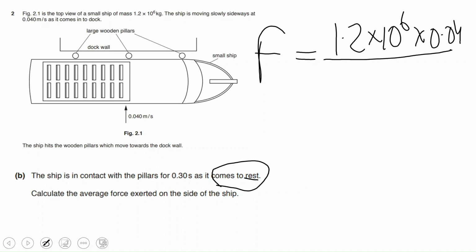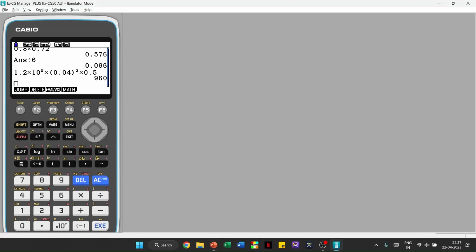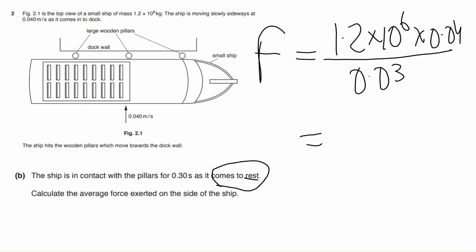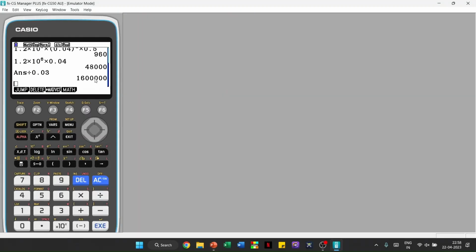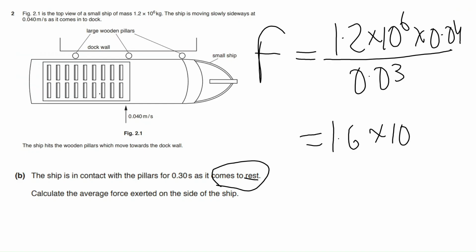Now the time taken is 0.03 seconds. So the answer for this is just going to be 1.2 times 10 to the power 6 times 0.04 divided by 0.03, which is going to be this number over here, which is 1.6 times 10 to the power, let's count it, 1, 2, 3, 4, 5, 6. So 10 to the power 6 newtons.